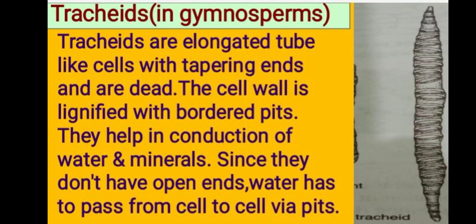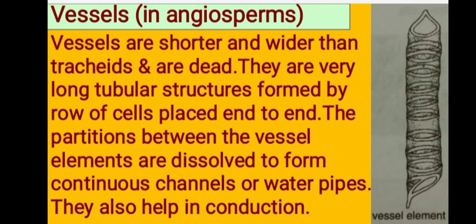Here you should know that tracheids are present in gymnosperms. Children, gymnosperms are non-flowering plants where seeds are not present inside the fruit. Vessels are another conducting channel which are present in angiosperms. Angiosperms stand for those plants which are able to produce flowers and the seeds are enclosed inside the fruits.